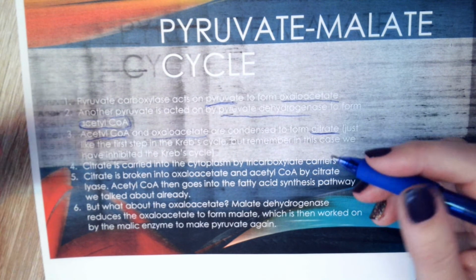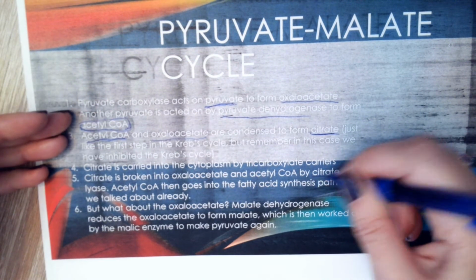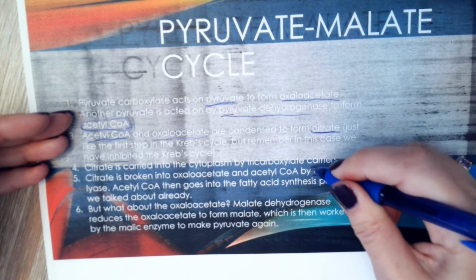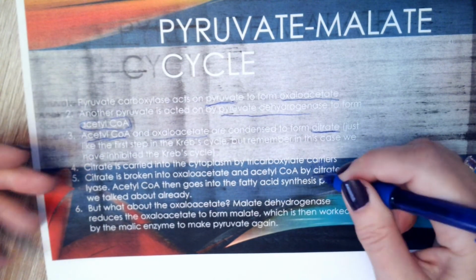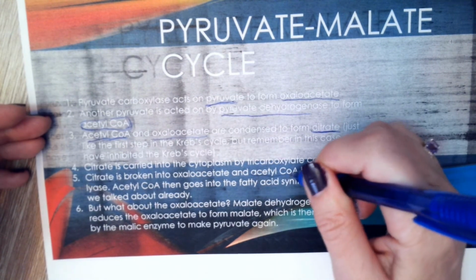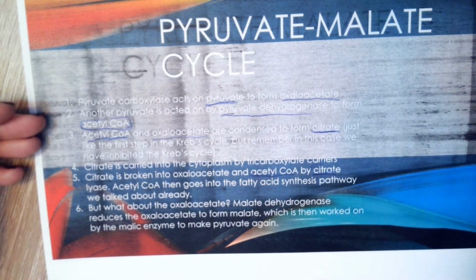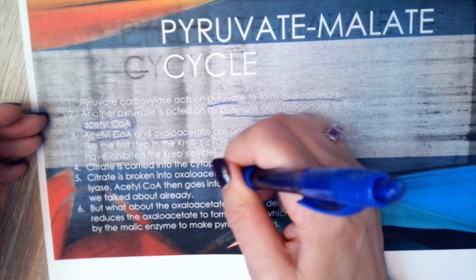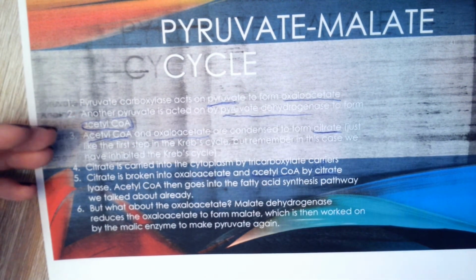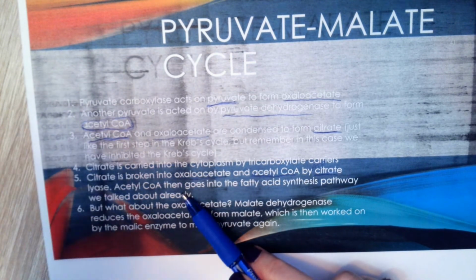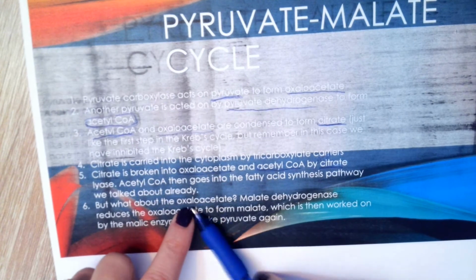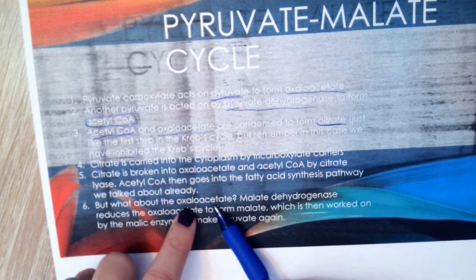Then we use our ATP citrate lyase. Remember that enzyme? ATP should be written there. The ATP citrate lyase breaks down our citrate into acetyl-CoA. That goes on to fatty acid synthesis. And then we've already seen having oxaloacetate as kind of a byproduct of that. So we talked enough about fatty acid synthesis before, and now we're just going to focus on our oxaloacetate.